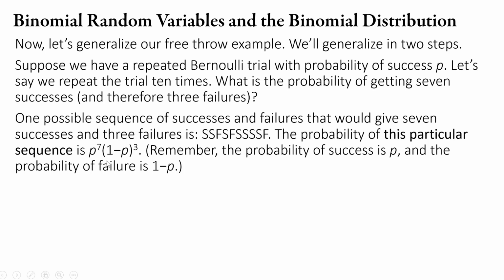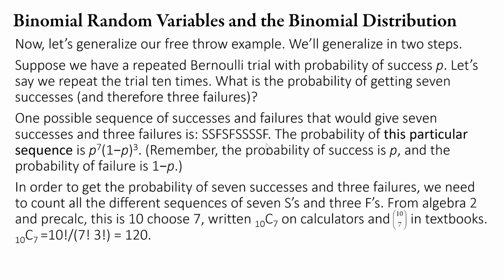But this is the probability of just that particular sequence of successes and failures. The question is, what's the chance of getting 7 successes and 3 failures? We don't really care about the order that they happen, as long as I end up with 7 successes and 3 failures. So what I need to figure out is how many ways I could rearrange the sequence of successes and failures. This is a formula you learn in Algebra 2 and in Pre-Calculus. It's called 10 choose 7, which is written 10C7 on calculators, and in textbooks it's written like this. It's read 10 choose 7. We're going to use this first notation because this is hard to type on a computer.